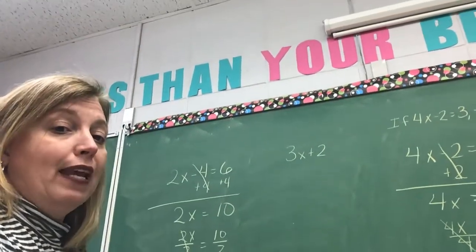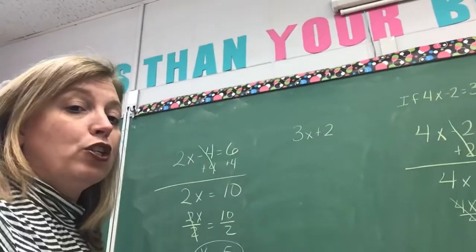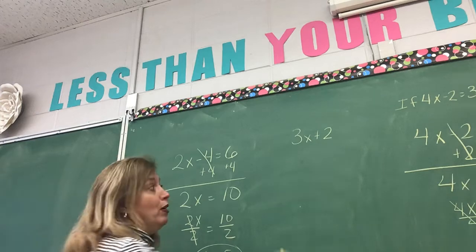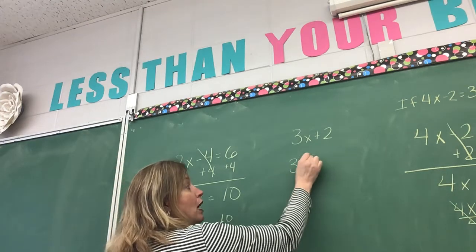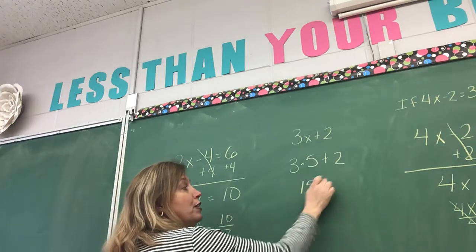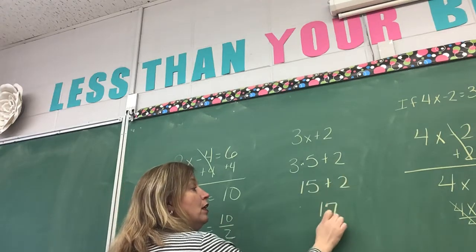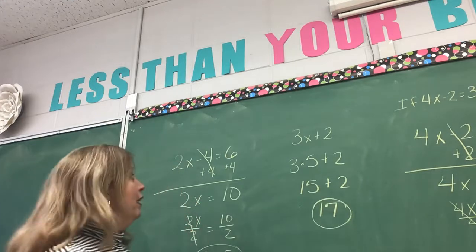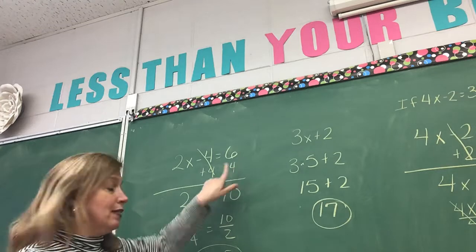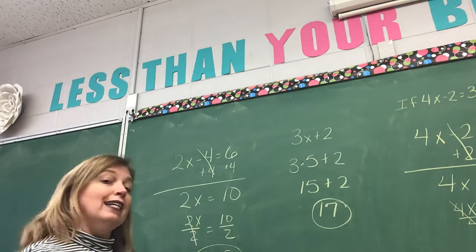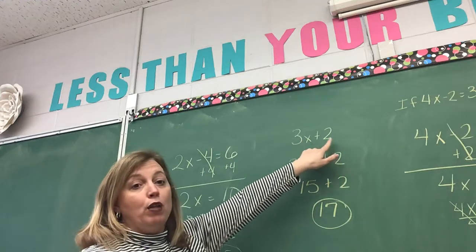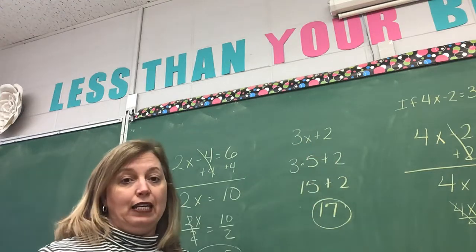Now, I'm going to take that 5 and substitute it into my equation. So I have 3 times 5 plus 2. Well, 3 times 5 is 15, plus 2 is 17. So if 2x minus 4 equals 6, then that means that x equals 5. And if x equals 5, then I can say that 3x plus 2 is 17.